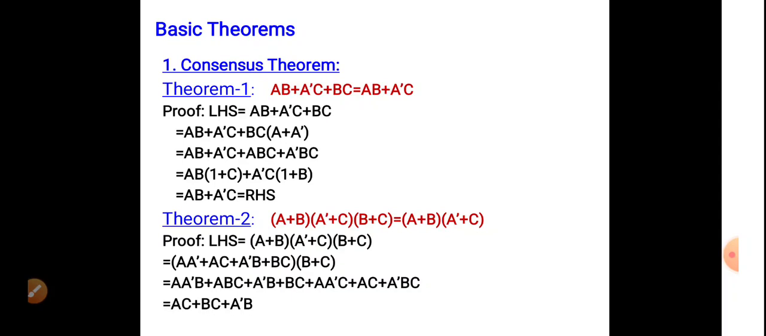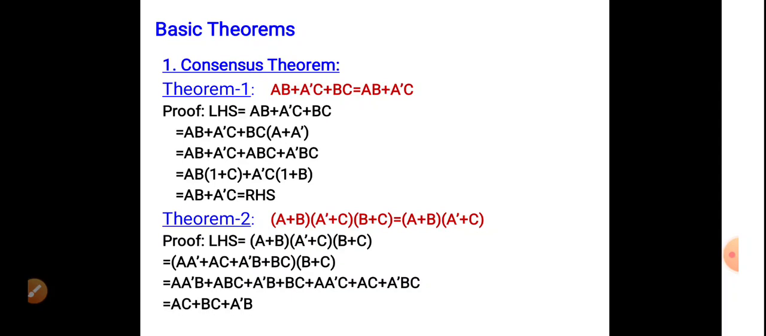Here it is 1 plus B or 1 plus C. It is not compulsory that the variable should always be A. You can have any variable from A to Z. So 1 plus any value is 1. 1 plus 0 is nothing but 1, and 1 plus 1 is nothing but an OR operation, 1 OR 1 is also 1. So here 1 plus C is equivalent to 1.